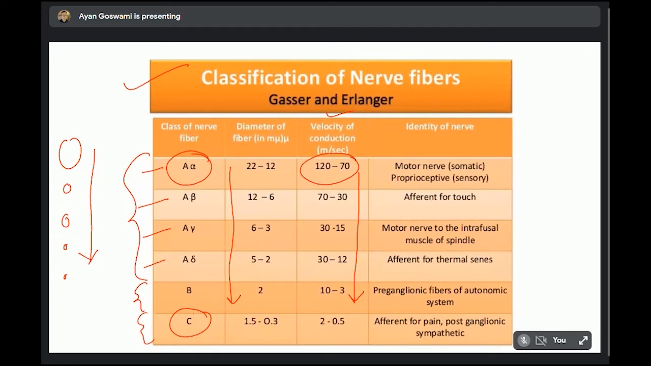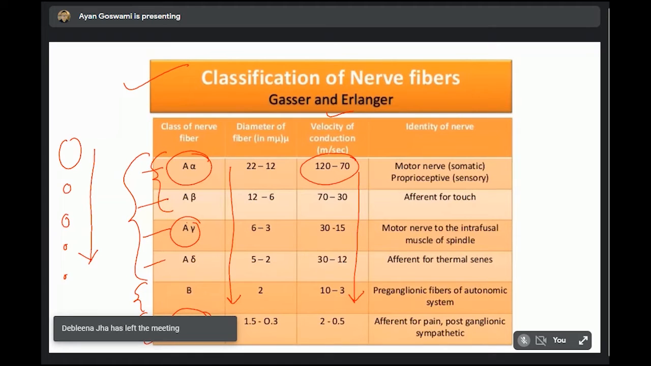Okay. Now A alpha fiber and A beta fiber, these are large diameter fibers. I guess you know A delta and A gamma fiber. A gamma fiber is the gamma motor neuron, what you have studied in stretch reflex, right? In stretch reflex, the gamma motor neuron supplies the muscle. So gamma motor neuron is purely motor, right?